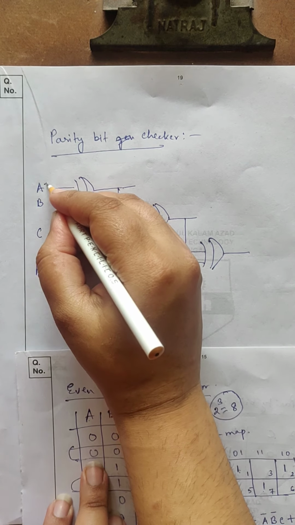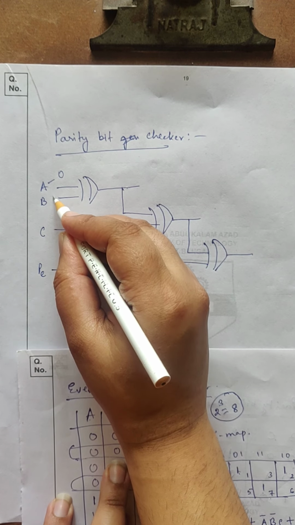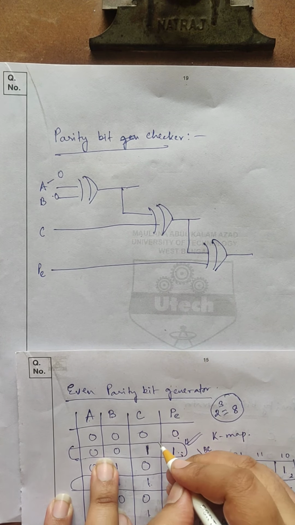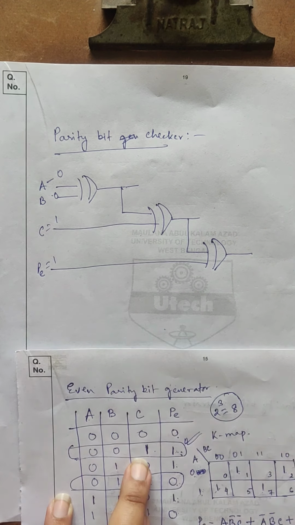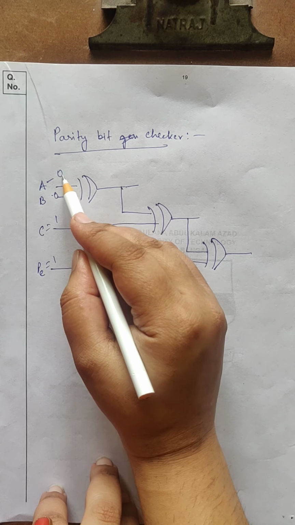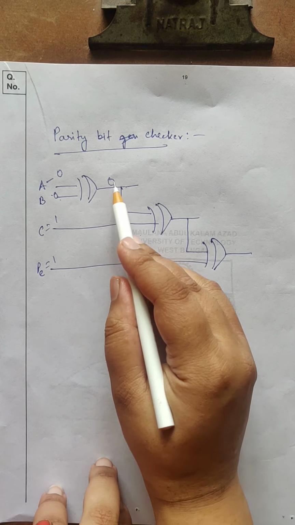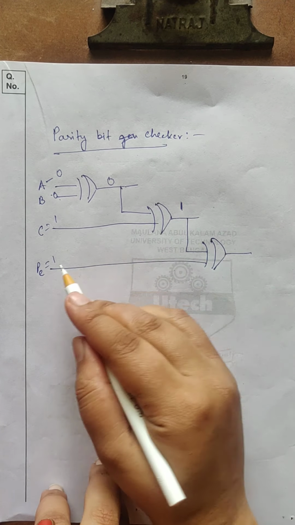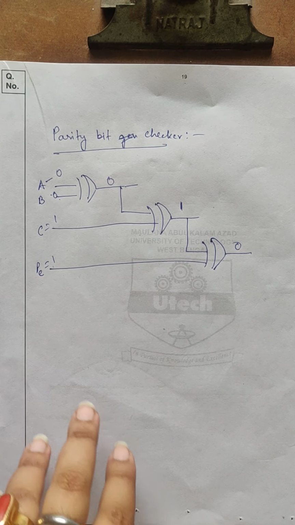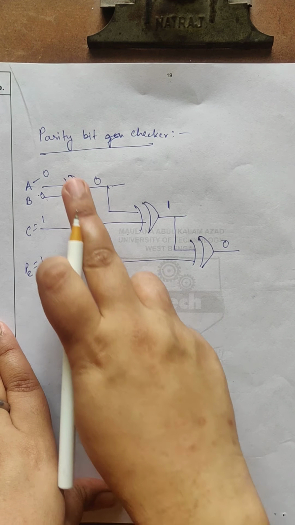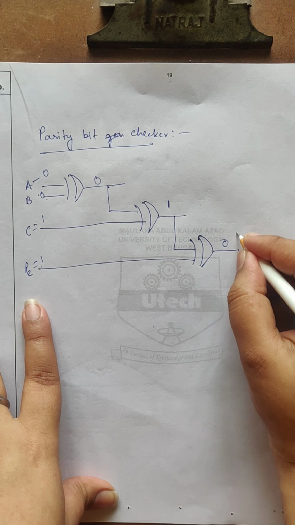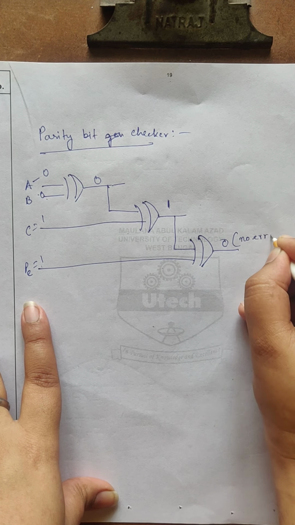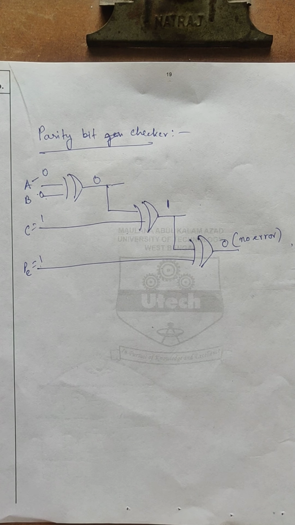A is 0, B is 0, C is 1, and even parity is 1. So what do I get here? 0 XOR 0 is 0, 0 XOR 1 is 1, 1 XOR 1 is 0. So when I use even parity and after this modulo sum of all these XOR gates, the output becomes 0, then I consider it to be no error.